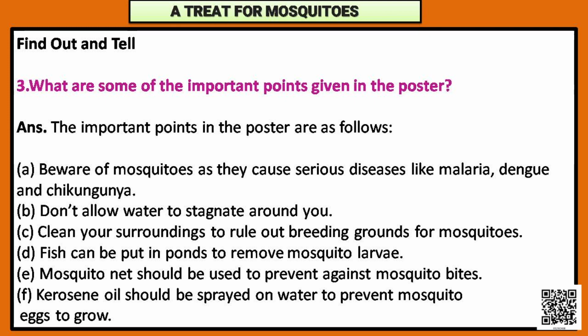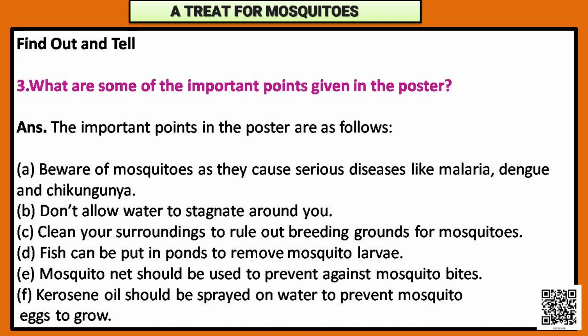The important points in the poster are as follows. First one, beware of mosquitoes as they cause serious diseases like malaria, dengue and chikungunya. Next one, don't allow water to stagnate around you. Next is, clean your surroundings to rule out breeding grounds for mosquitoes. Next, fish can be put in ponds to remove mosquito larvae. Mosquito net should be used to prevent against mosquito bites. And kerosene oil should be sprayed on water to prevent mosquito eggs from growing.